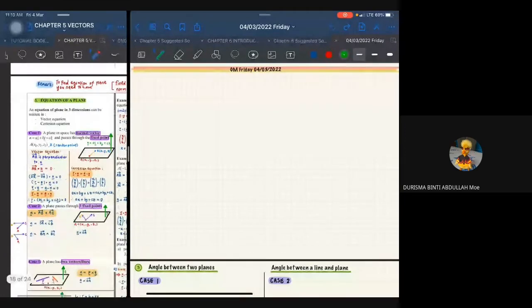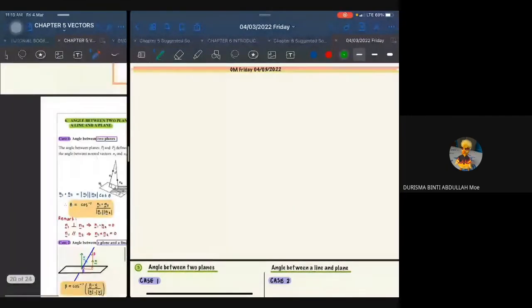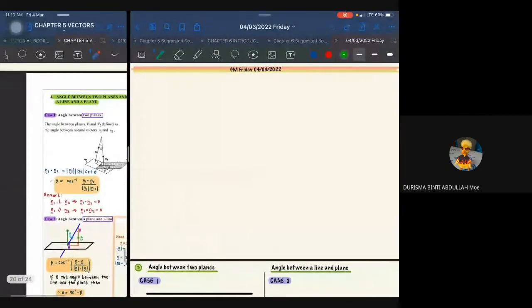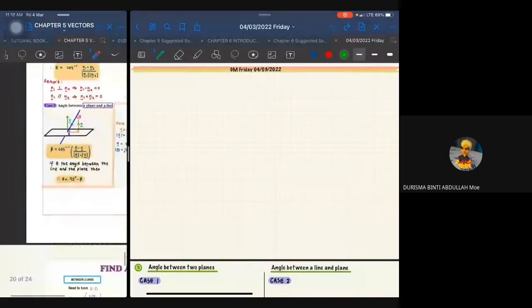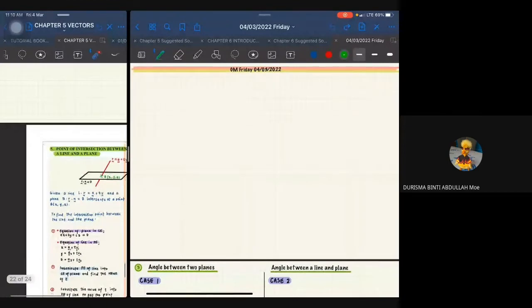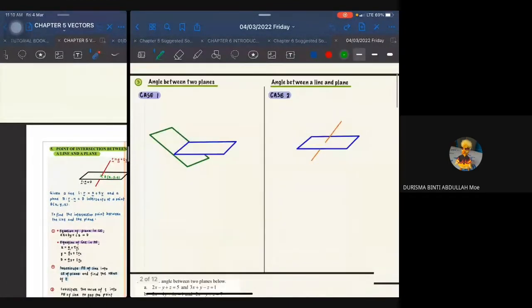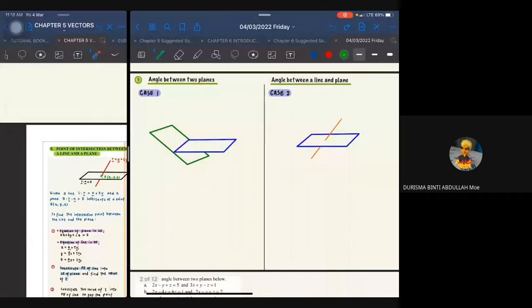Alright, so hari ini kita akan terus pergi kepada application number 4. This one, angle between two planes and a line and a plane. And then last one, kita akan pergi to point of intersection between a line and a plane. So it's just more to recapping because you already watched the videos and tried the tutorial questions. So hari ni kita akan recap sahaja.